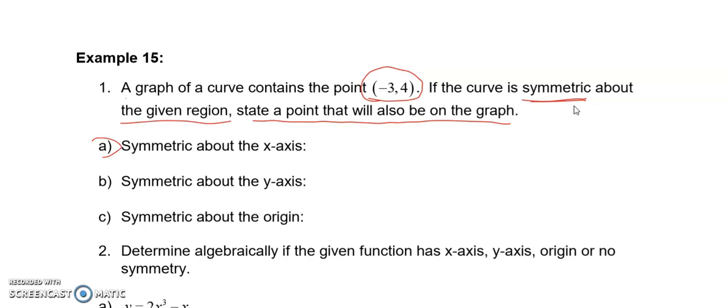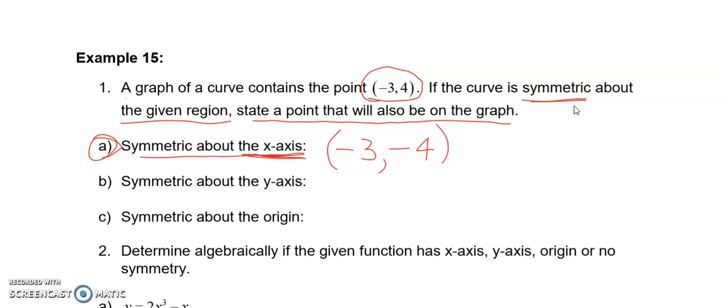So, part A. What if -3 and 4 is on a curve and the curve is symmetric about the x-axis? Well, remember what the test says, okay? If it's symmetric about the x-axis, then not only will -3 and 4 be on that point, but also the same point with the value of the y change. The sign of your y coordinate would change. So that would mean -3, -4 must also be on your graph.